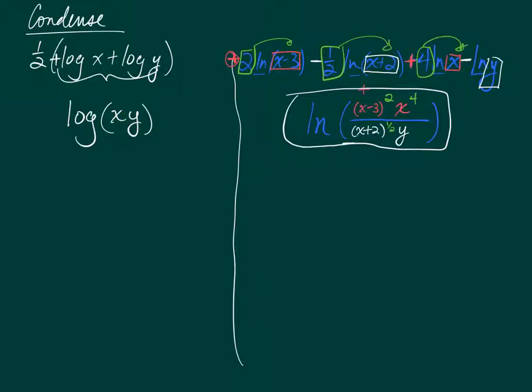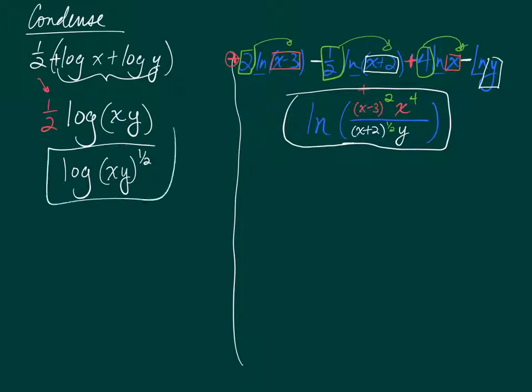So we've condensed that, but this 1/2 is still here. What happens to this 1/2? Just like the 2 became an exponent on x minus 3, the 1/2 became an exponent on x plus 2, and the 4 became an exponent on x, the 1/2 will become an exponent for this whole thing. So we can just move it up. This is log of xy to the 1/2 power. And that's it. There's your answer.